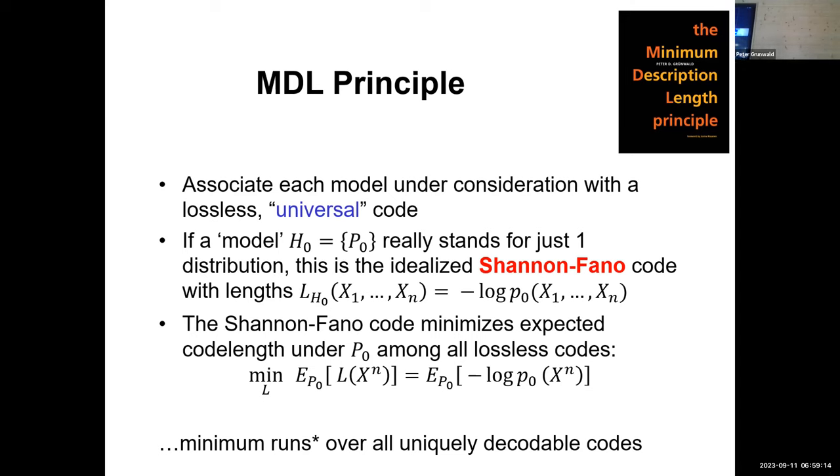In that case, how you associate a code with a model, if it's just a single distribution, with a code length, is very straightforward. You take the so-called Shannon-Fano code, and that codes every sequence of data with a number of bits equal to minus the logarithm, this is logarithm to base 2, of the probability that this distribution assigns to the data. And if it's continuous data, you can take the density, because at some point the discretization terms cancel out of everything. It doesn't really matter.